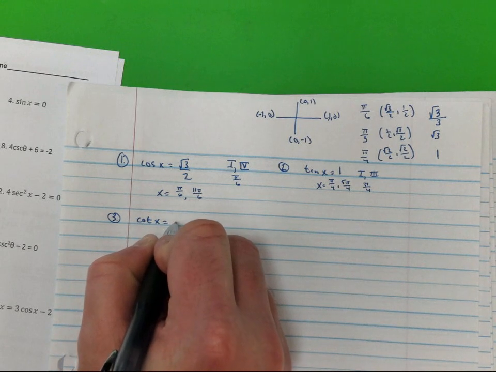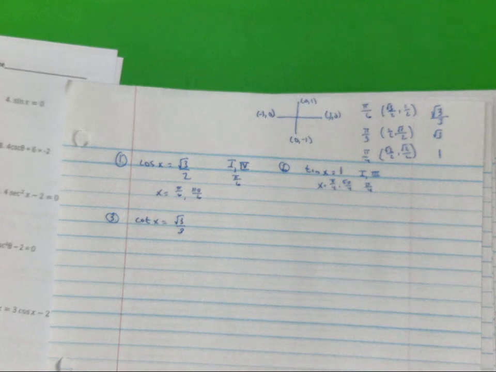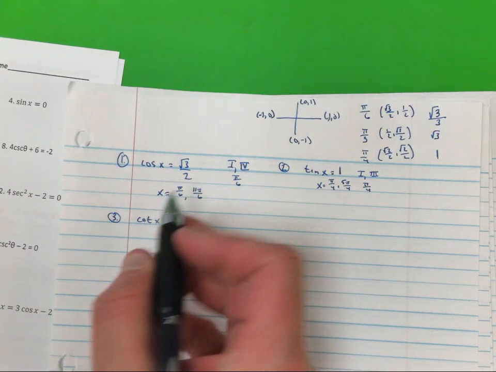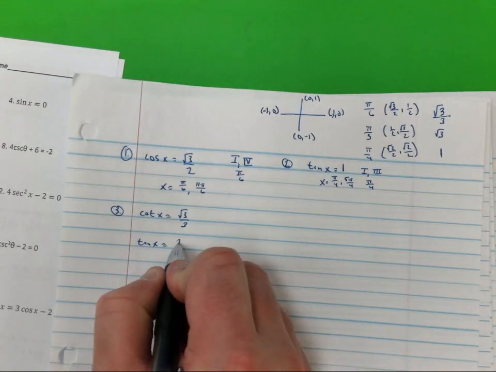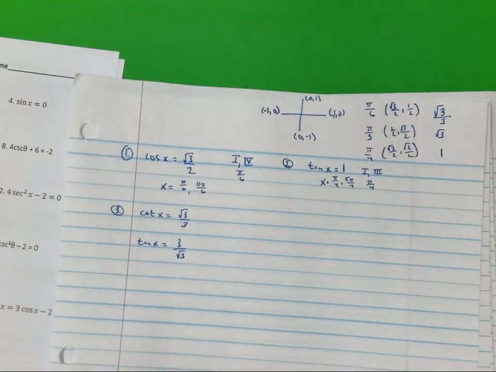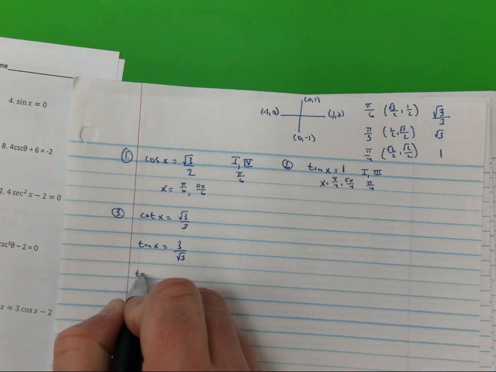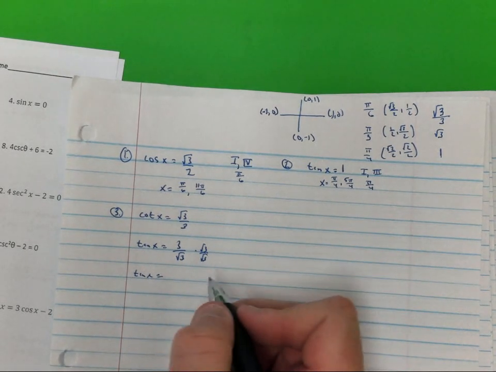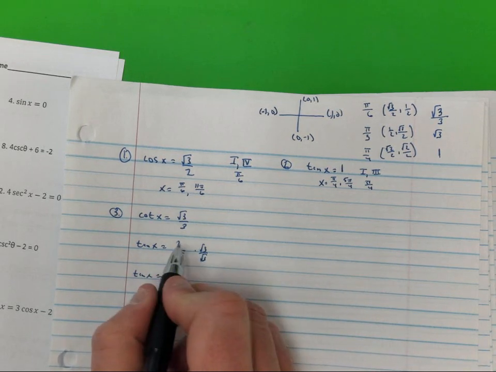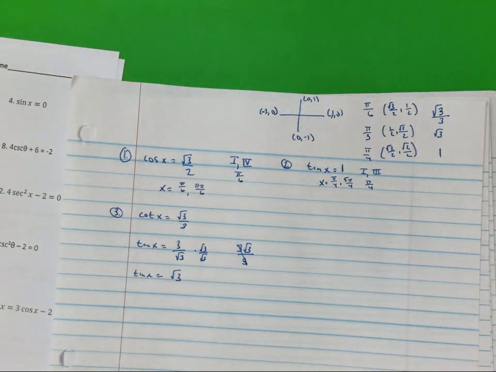Number 3. Cotangent x equals square root of 3 over 3. Well, guys, we don't really work with cotangent a lot. We do sine, cosine, and tangent. So I'm going to rewrite this as tangent x. If I want to do that, I need to flip this because they're reciprocals of each other. So when I flip that, I get a radical in the denominator. So I need to rationalize, and I multiply by square root of 3 over square root of 3, and that gives me square root of 3 over 3, and those cancel out.